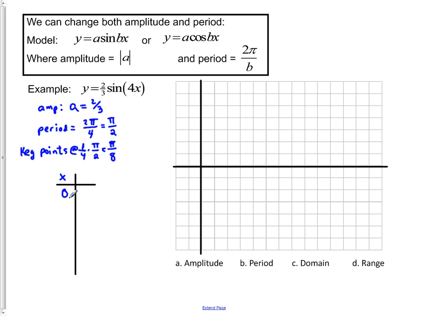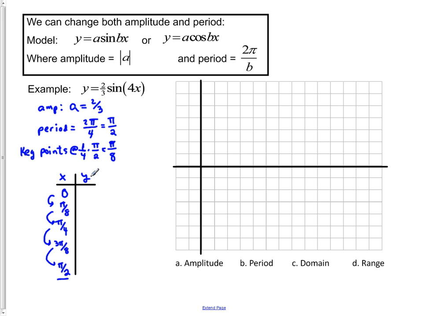And we're going to use that now and start adding. So 0 plus pi over 8 gives us our first key point at pi over 8. Pi over 8 plus pi over 8 is going to give us 2 pi over 8, and that's going to reduce to pi over 4. Adding another pi over 8 gives us 3 pi over 8. And then adding one more pi over 8 gives us 4 pi over 8, but that reduces to pi over 2. And now we have 5 key points starting at 0, ending at the period of pi over 2.